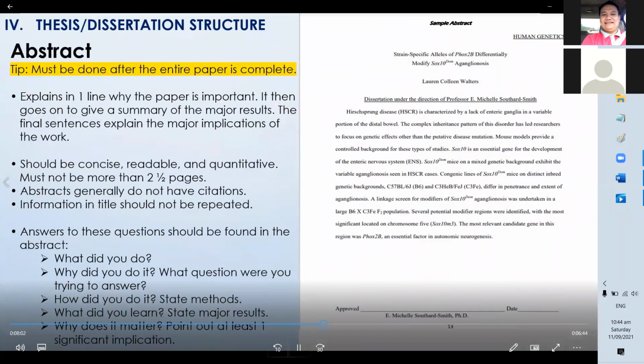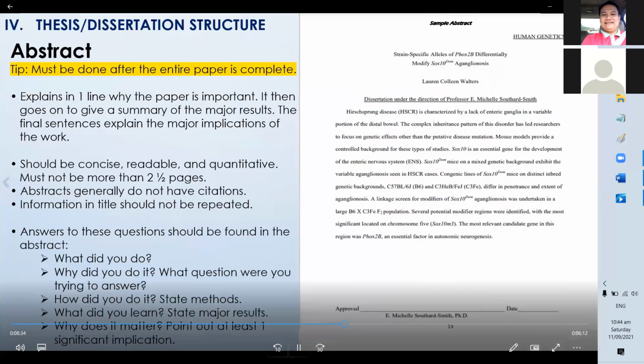The abstract page. The abstract page explains in one line why the paper is important. It then goes on to give a summary of the major results. The final sentences explain the major implications of the work. It should be concise, readable, and quantitative, and must not be more than 2.5 pages. The abstracts generally do not have citations. The information in the title should not be repeated.